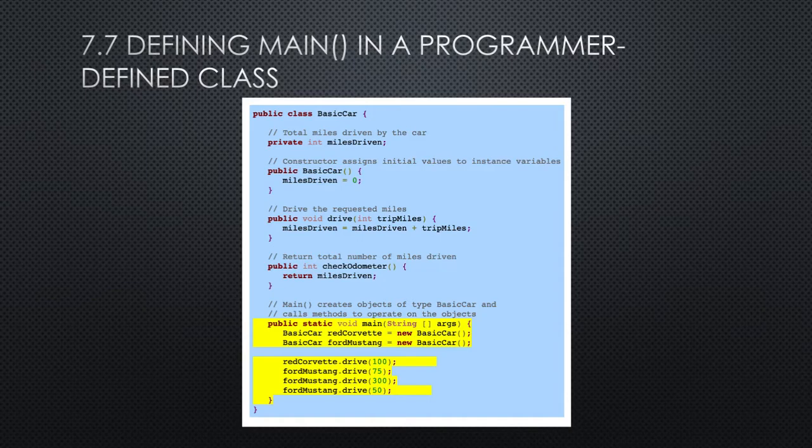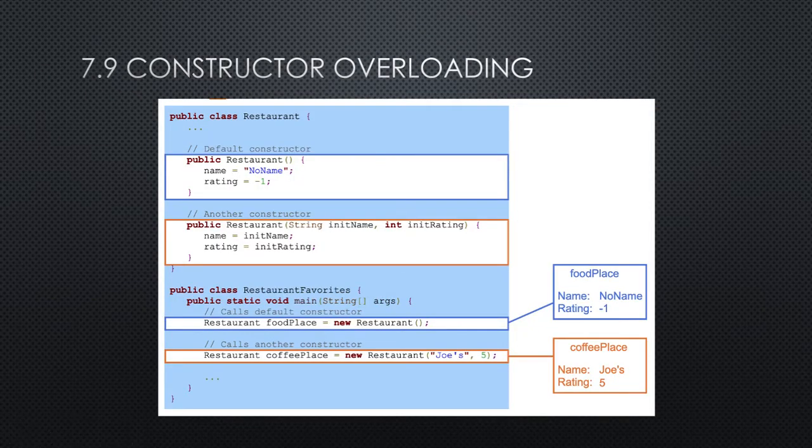Next, 7.9 constructor and overloading. Here we talk about where programmers often want to provide different initialization values when creating a new object. A class creator can overload a constructor by defining multiple constructors with different parameter values, you see. Right. So in this case, we have restaurant in blue and no name.